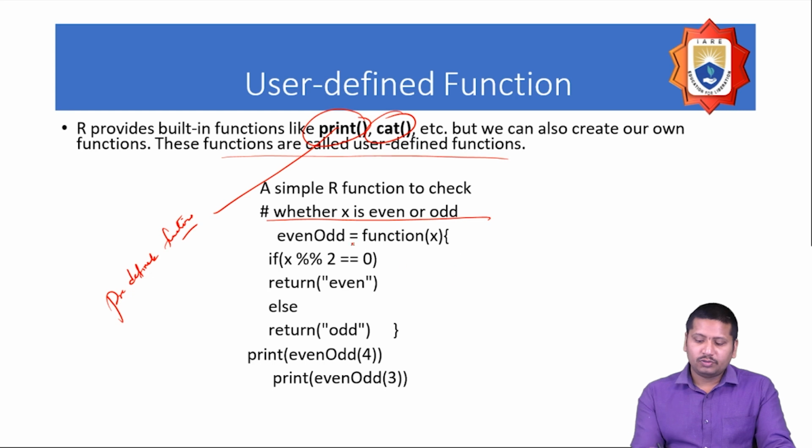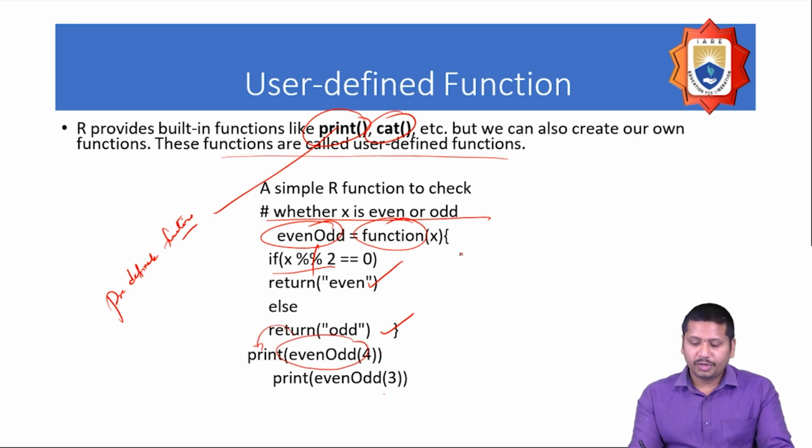I can create a function with the function keyword, and the function name is evenOdd. Let if x % 2 is equal to 0, then return even, else odd. So print evenOdd of 4 and print evenOdd of 3. Here I'm going to pass the function into the print object.